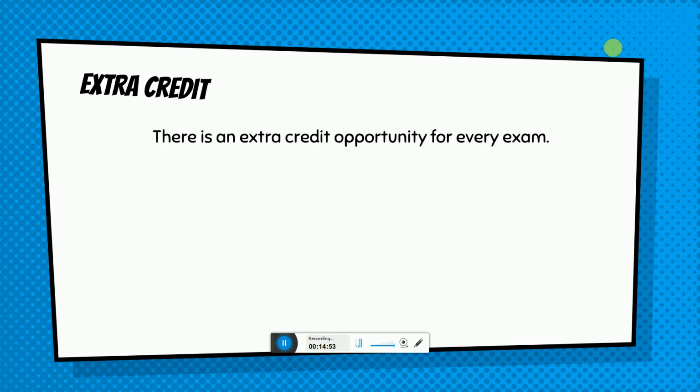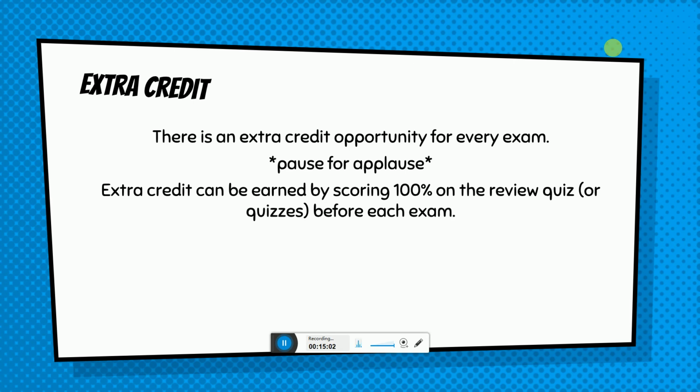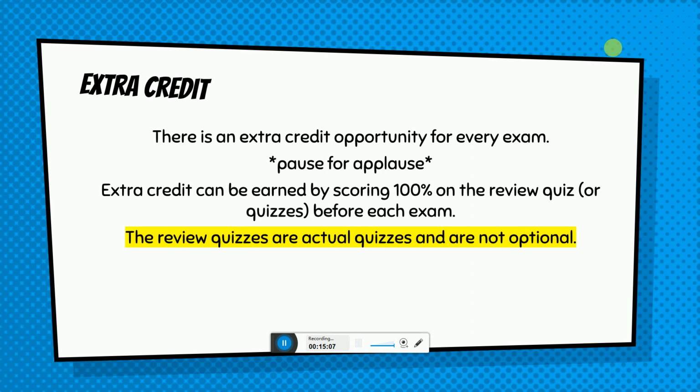And finally, ending on a very positive note, there's extra credit in our class. There's extra credit opportunity before every exam. Extra credit can be earned by scoring 100% on the review quiz, which is offered before each exam. And the review quizzes are required. So that means that if you do the review quiz, then you're studying for the exam. If you get 100% on it, then you've got 100% on a review quiz to boost your quiz score. And if you get 100%, you get extra credit on the exam. So it's like triple dipping with one assignment: you get a nice high quiz score, you get extra credit on the exam, and you're studying for the exam, all with one assignment.